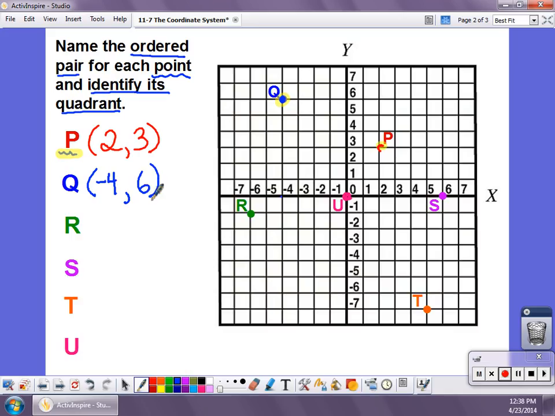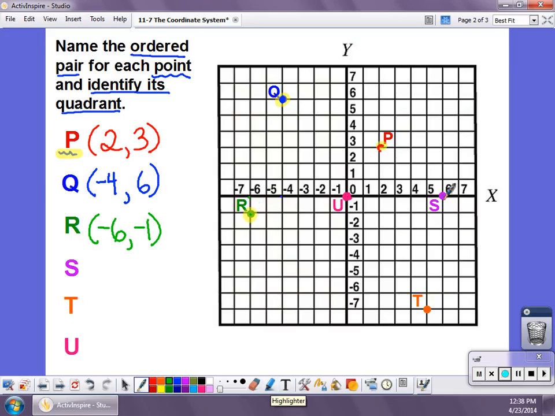Next, let's find R. R is here. So to get to R, again, we start at our origin. I'm going to go 1, 2, 3, 4, 5, 6 places across. And because I moved to the left, it's a negative 6. And then from here, this time I'm going to go down 1 spot. So if I start at 0 and go down 1, that's a negative 1. So it's negative 6, 1, 2, 3, 4, 5, 6, and then negative 1 brings me down 1.